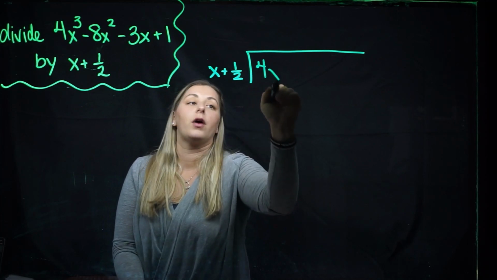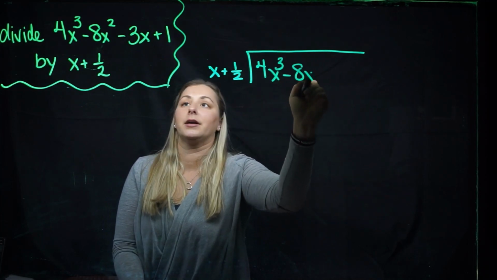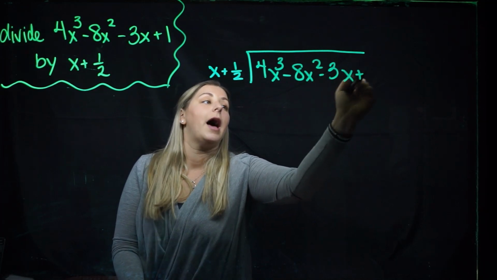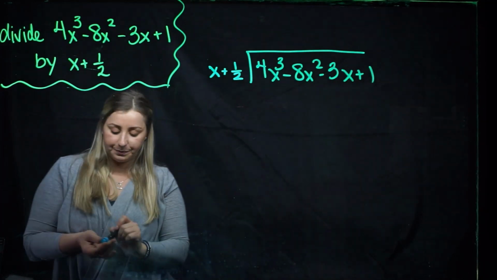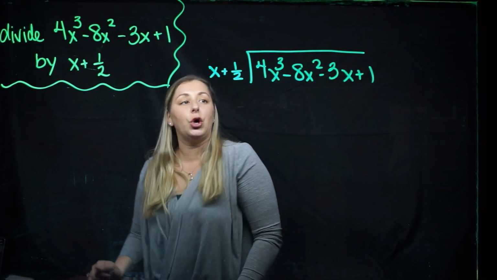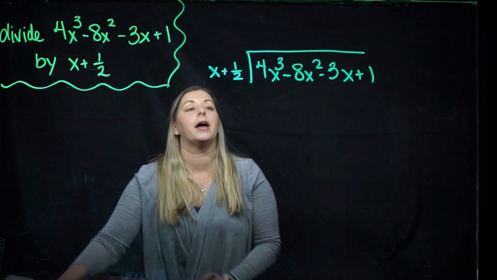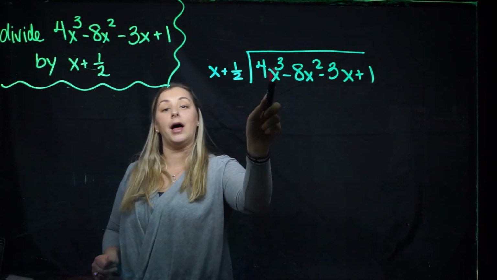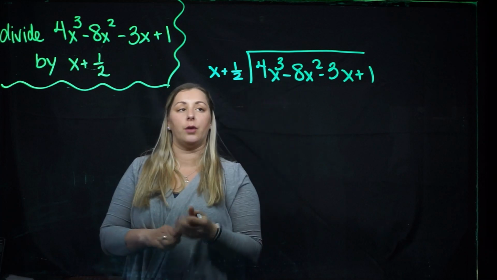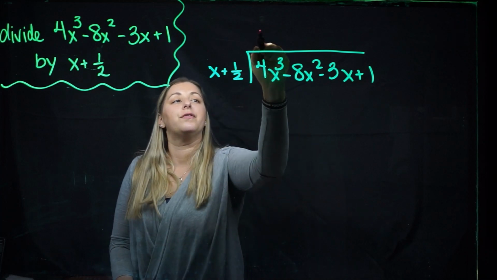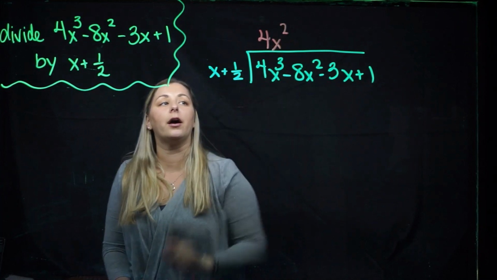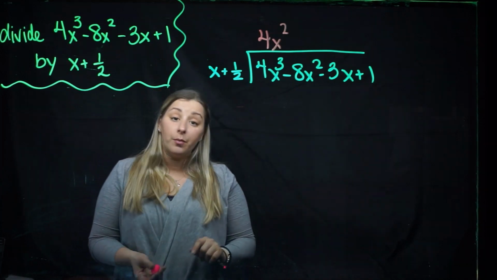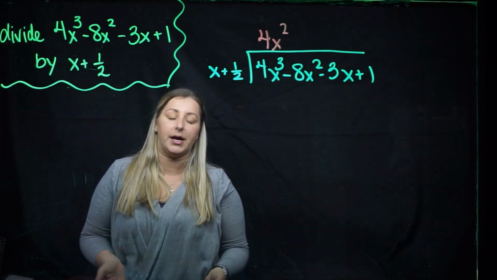You've got 4x cubed minus 8x squared minus 3x plus 1. And we'll get into the placeholders a little later on. So now let's begin. So we always begin by saying, okay, x times what gives us that first term? And x times 4x squared gives us 4x cubed. So remember, when you're multiplying with polynomials, you're really adding those exponents.